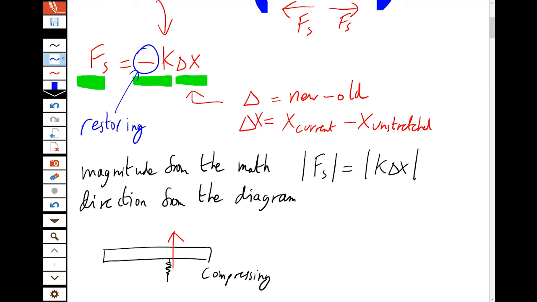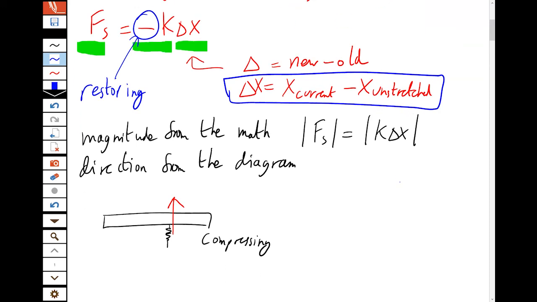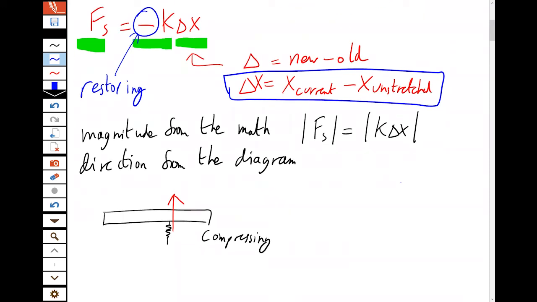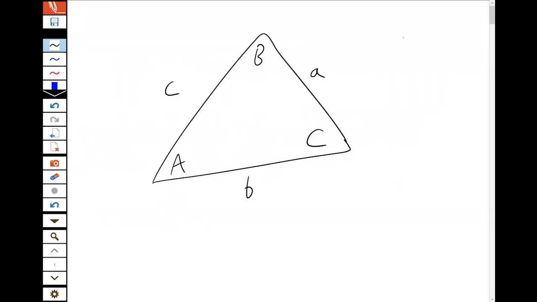The other thing we have to watch out for is this change in length from the current and unstretched. This can often mean a bit of trigonometry and diagram work, where you have to draw the diagram and do some sines and cosines, just like we used to break up the force into horizontal and vertical components, or sine or cosine rules in order to find the original and new lengths of the springs. What do I mean by that? Because you can't just throw around a thing like sine and cosine rule without saying it.